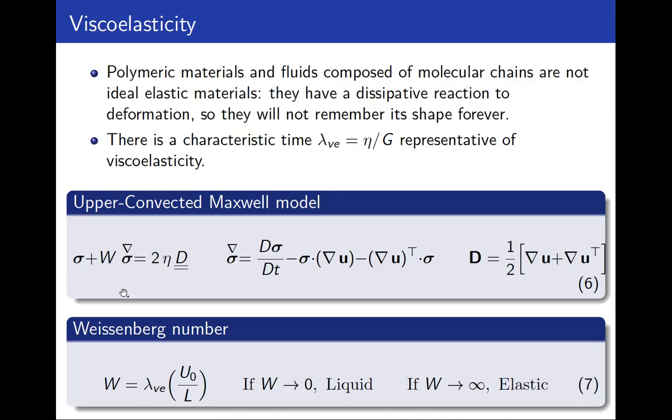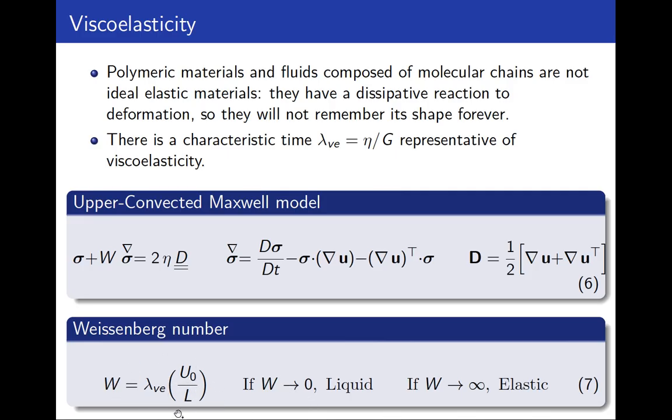So we use a dimensionless number known as the Weissenberg number, which is expressed as this characteristic time I was showing before, multiplied by a characteristic velocity and a characteristic length. These parameters are usually obtained from the geometry of where a fluid is flowing. It can be a channel, so this velocity can be the maximum velocity that the fluid is experiencing, and this length L can be, for instance, the height of the channel.